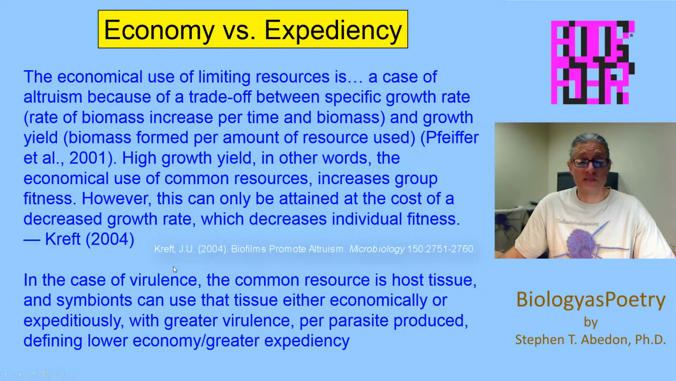So in the case of parasite virulence, the common resource being competed for is host tissue. It's a matter of whether host tissue is being efficiently converted into new parasite progeny, or instead inefficiently converted. Symbionts can use that tissue either economically or expeditiously, with either economy or expediency. Greater virulence per parasite individual produced defines lower levels of economy or higher levels of expediency. If you are a parasite and your job is to get in there and make as many progeny as possible as quickly as possible, that would be an expedient strategy. But that strategy can be an inefficient use of host resources, and to the extent that any use of host resources results in harm to the host, it can be a more harmful strategy to the host per unit parasite produced than a more efficient strategy.